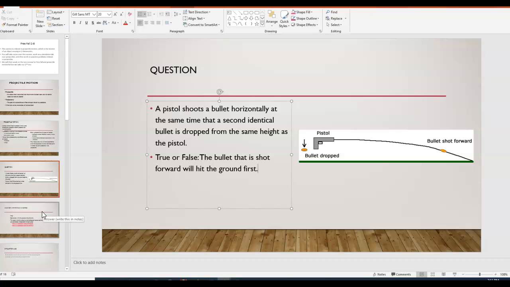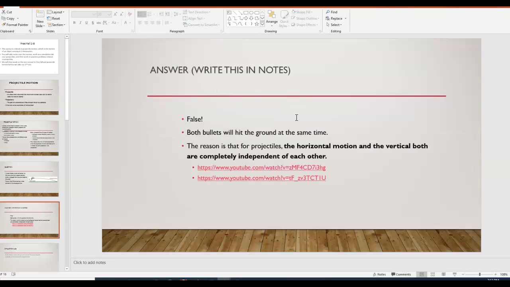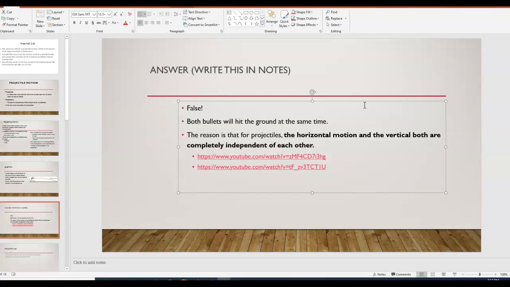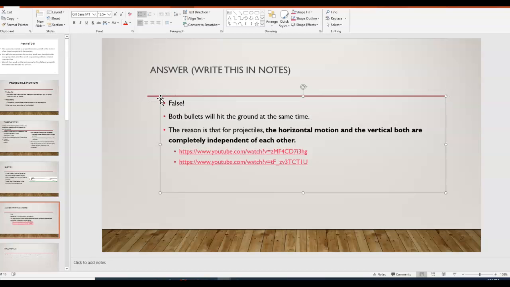Okay, so the answer to the question is actually false. They're actually going to hit the ground at the same time. And normally I would show you these videos in class. I will link them so that you can check out the videos on your own. But basically, the bullet that's shot is shot horizontally, but that horizontal motion does not affect the time it takes to fall, because falling has to do with vertical motion. That's an up and down thing. Okay, that's not a side to side thing.